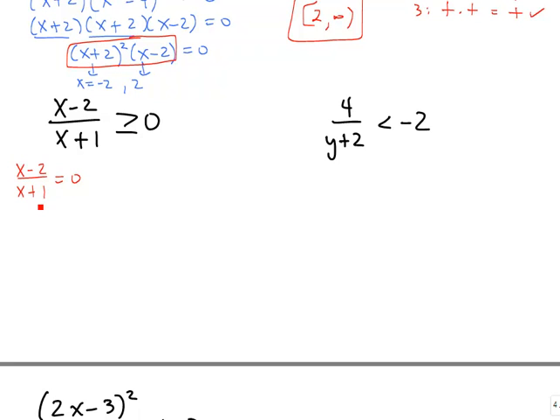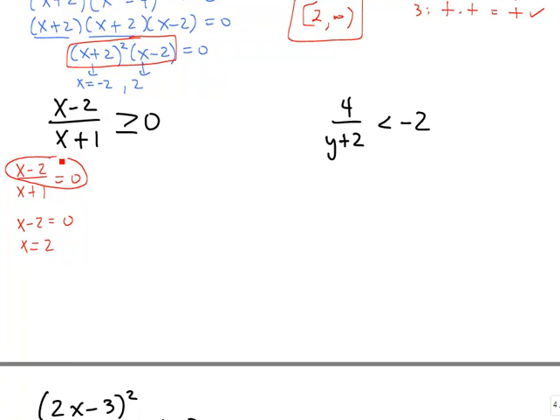And think about, where does a fraction equal 0? A fraction is only going to equal 0 when its numerator is 0. So this fraction is only going to equal 0 when x minus 2 is 0. So we are going to solve that and just get x could be 2. So that's going to be one of the numbers that we put on our number line.